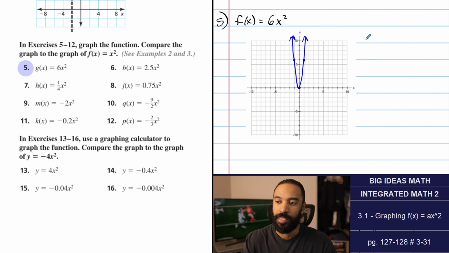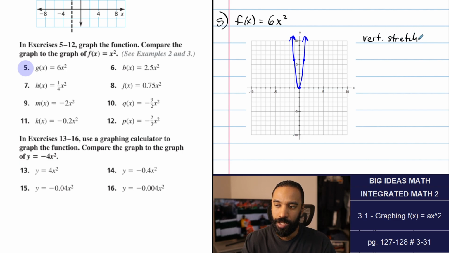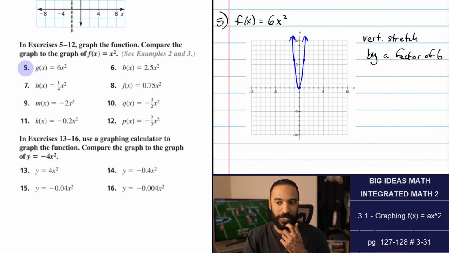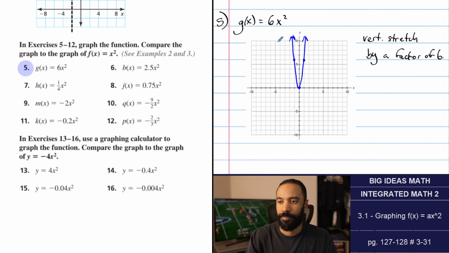So let's describe it. This thing is a vertical stretch by a factor of 6. It doesn't flip over, it didn't translate, but that's how it compares to f of x. Vertically stretch f of x by a factor of 6. Excuse me, this was g of x equals. I was going to say, it's not our f of x. So that is number 5.